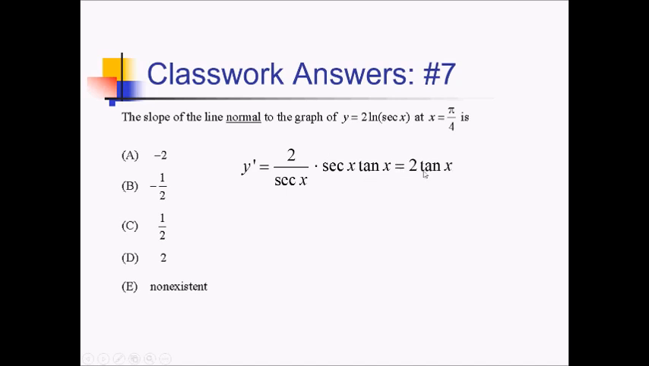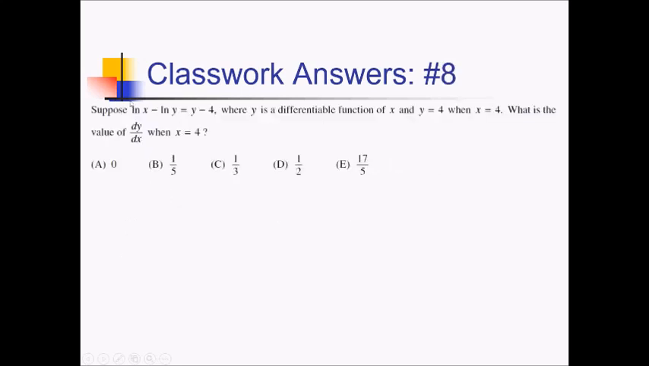At this point, now to get the tangent line slope, we have to plug in pi over 4 to this expression. Now the good news is tan of pi over 4, or tan of 45 degrees, is just 1. So this is just 2 times 1, which is just 2. But wait, we're not done, and there's an answer choice waiting for you if you thought we were done. But remember, we want the normal line. So we need the opposite reciprocal of our tangent line slope of 2. So that's going to end up being negative 1 over 2, which is answer choice B.